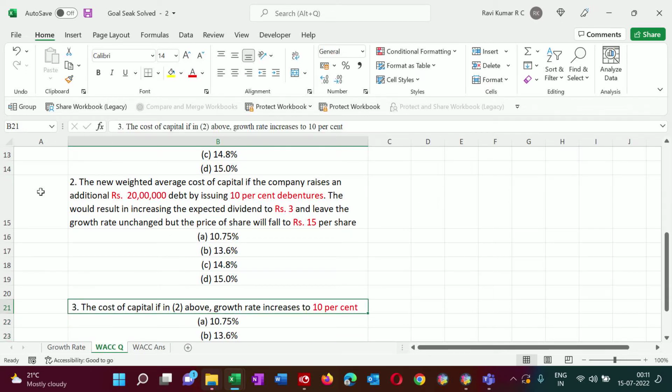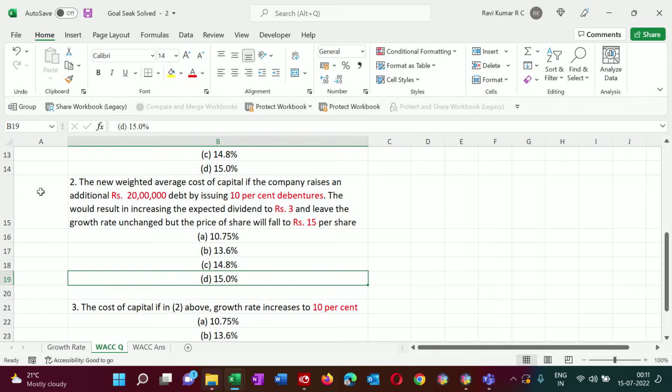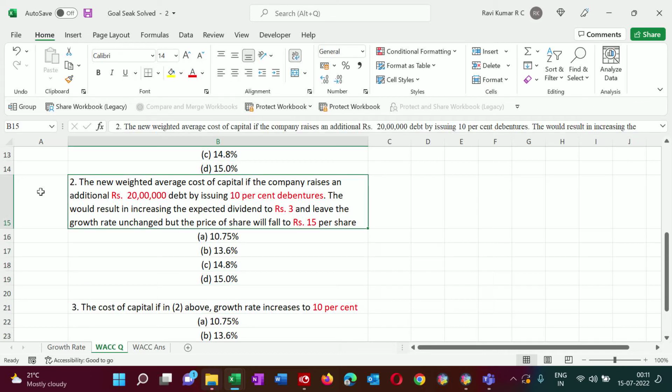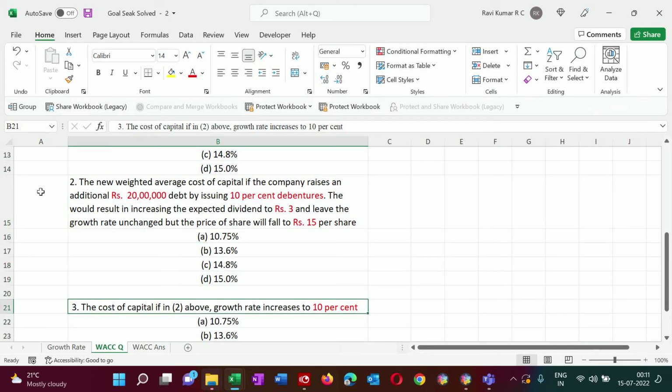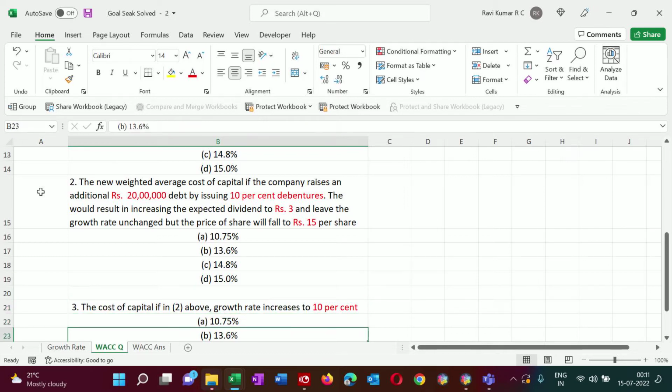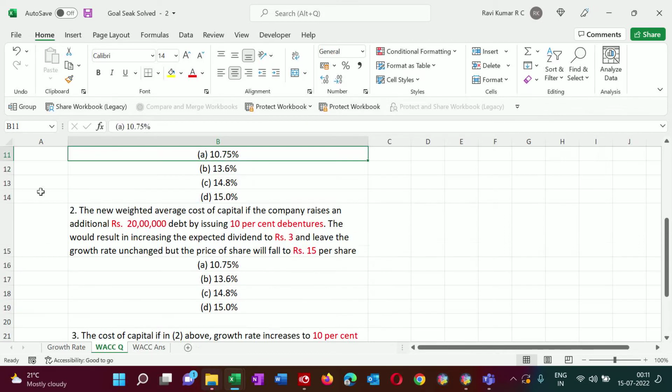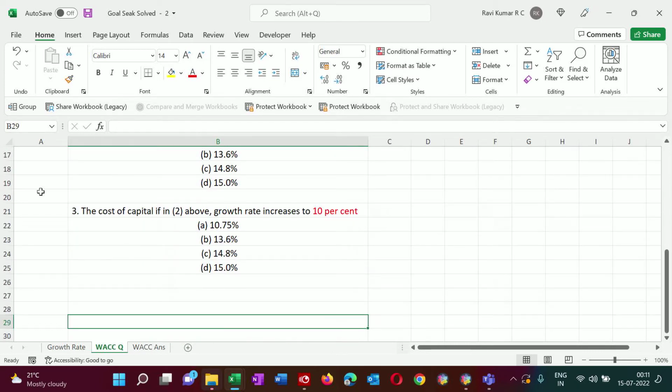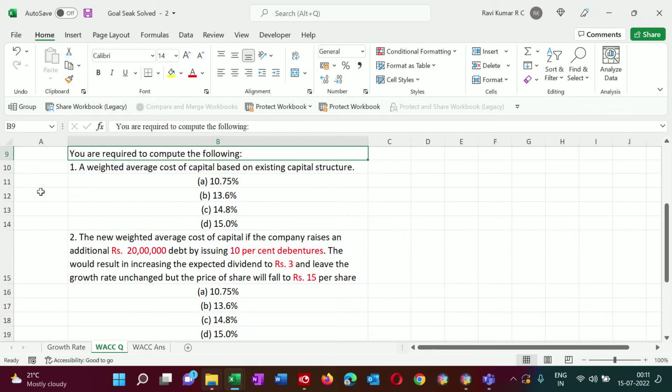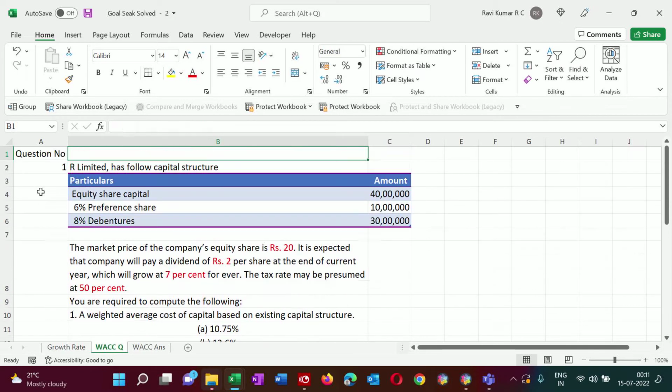And the third question is, assuming all the information is the same as mentioned in point number 2, but one thing will change, the growth rate. Growth rate is increased to 10%. At that time, what is the weighted average cost of capital? Now, I will answer this entire problem using goal seek.